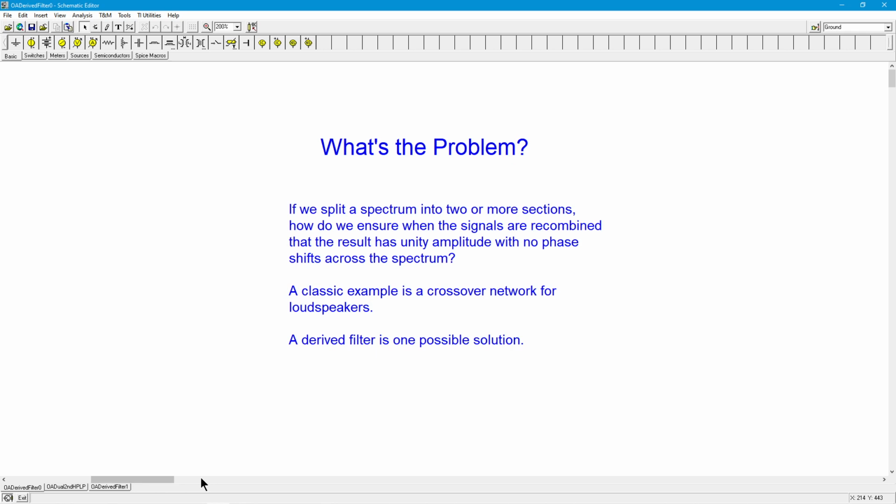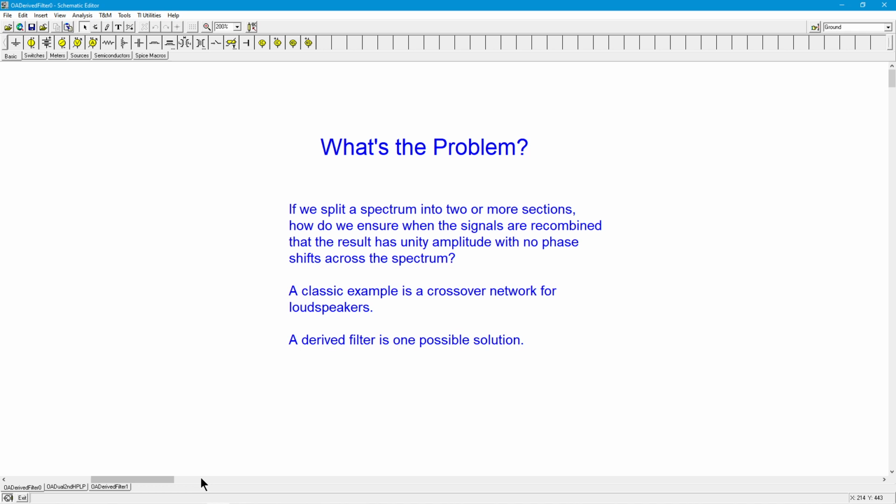So what is the problem? Well, you're going to split the spectrum up, okay? And how do you know after you've split them that when you recombine them, in other words, acoustically, because the loudspeakers are playing, that what you get out is what you originally put in? In other words, that the amplitude across the entire spectrum is unity, 0 dB, and that there's no funky things going on with the phase response of the system, okay?